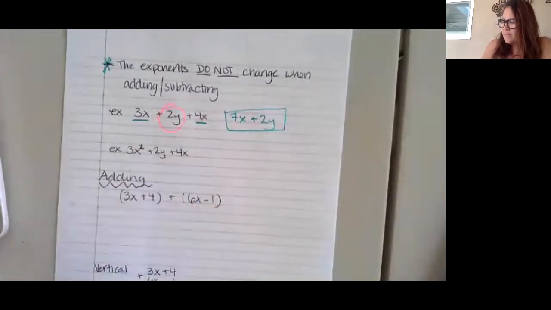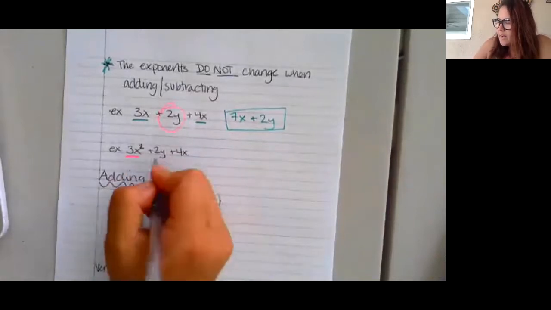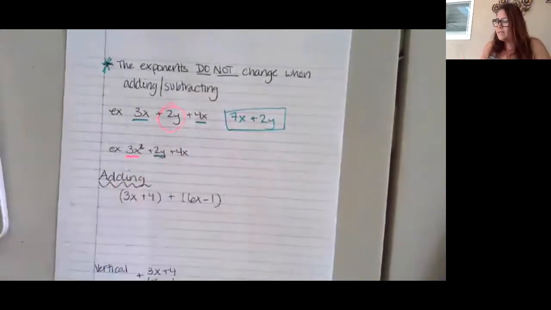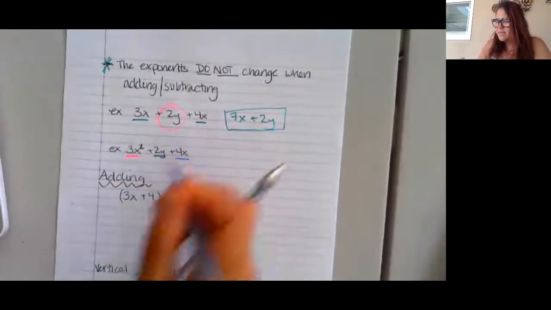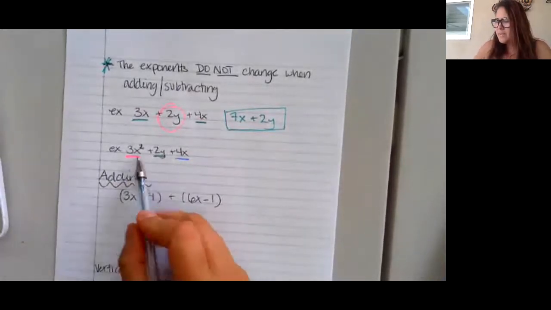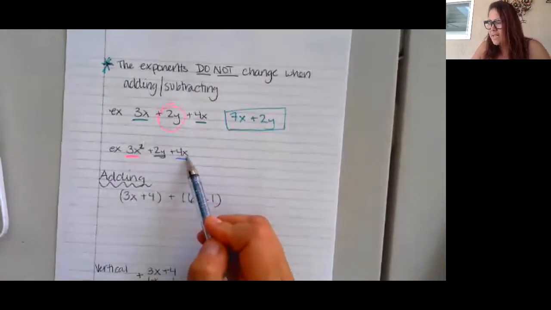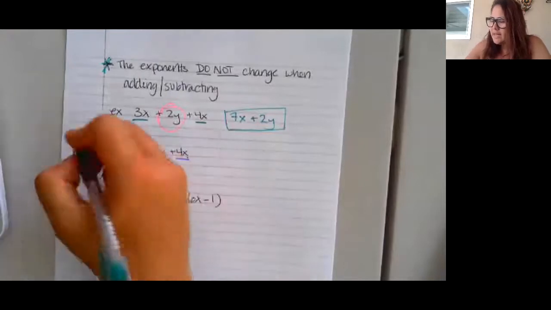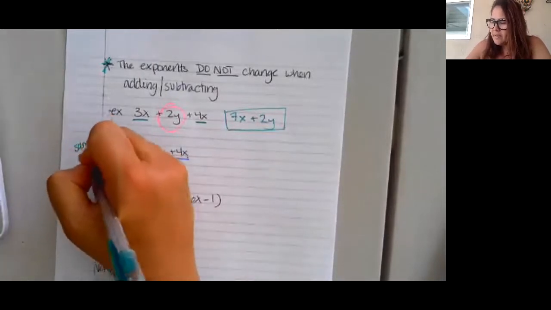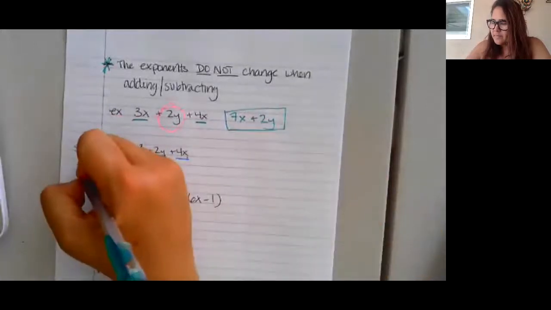Let's look at the second one. I have a 3x squared, I have a 2y, and I have a 4x. I can't combine anything on this problem because this one is an x squared, this one's a y, and this one is an x. And remember my rules, I need the same variable and the same exponent.